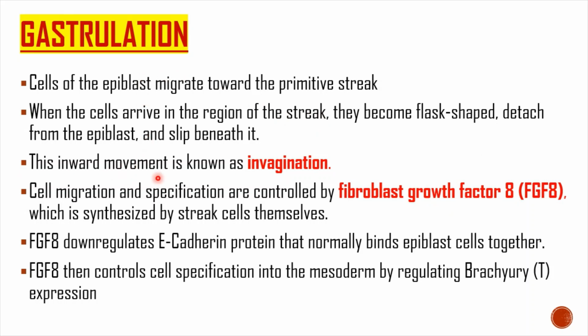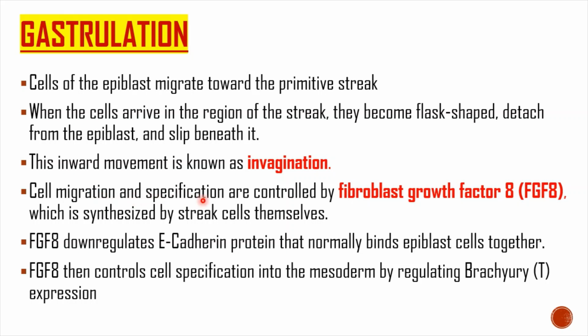Alright, now this is what we're saying, that cells of the epiblast migrate towards the primitive streak, and the inward movement is what we call invagination. So when the cells arrive in the region of the streak, they become flat-shaped and detach from the epiblast and slip underneath. This inward movement is what is called invagination.